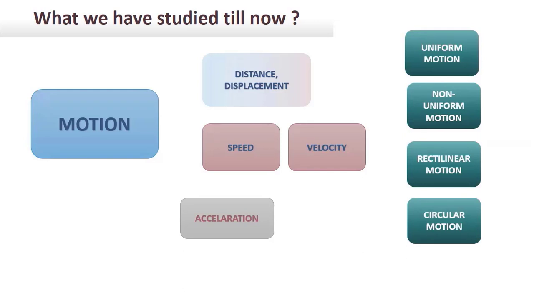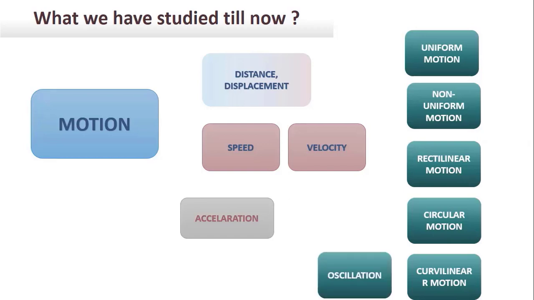We know what is circular motion. When an object moves in a circular path, then the motion will be circular motion. We also know what is curvilinear motion. When an object moves through a curved path, then it will be curvilinear motion. And the last one, there is oscillation. When the particle moves in a to and fro movement, then it is called oscillation, right?